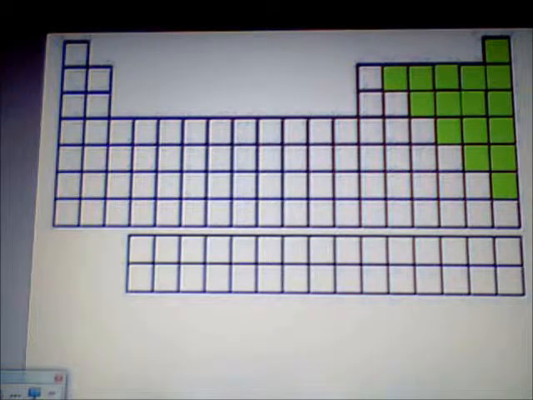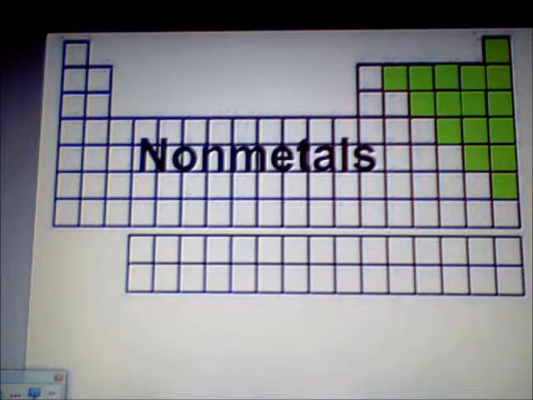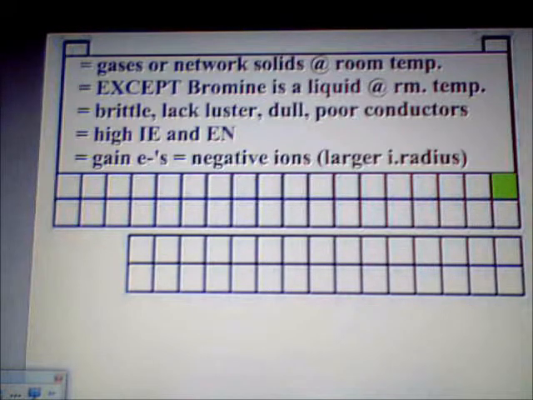Now look at the nonmetals and shade in this area in your note paper. These are the nonmetals. Nonmetals are gases or network solids at room temperature, except for bromine, the only liquid in the nonmetal group at room temperature. Nonmetals are normally brittle. They do not have luster. They're very dull, and they're poor conductors of both electricity and heat.